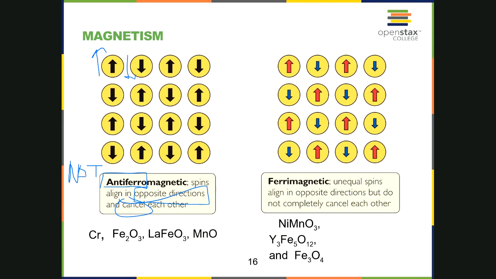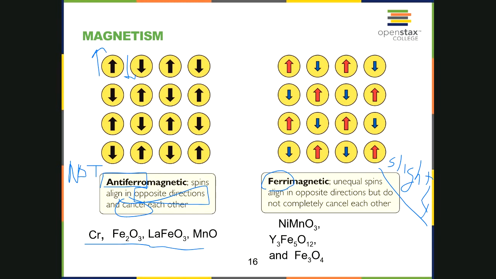Before I go on, the materials that could produce an antiferromagnetic material would be the ones in that list there: the chromium, iron 3 oxide, a really odd compound in the middle, and manganese oxide. And then what we have on the right is what's called ferrimagnetic. So it's not ferro, it's ferri. And we will not say that these are magnetic or not magnetic. They are slightly magnetic. They're in between. It's not totally magnetic. It's not totally not magnetic. It's just kind of in between.